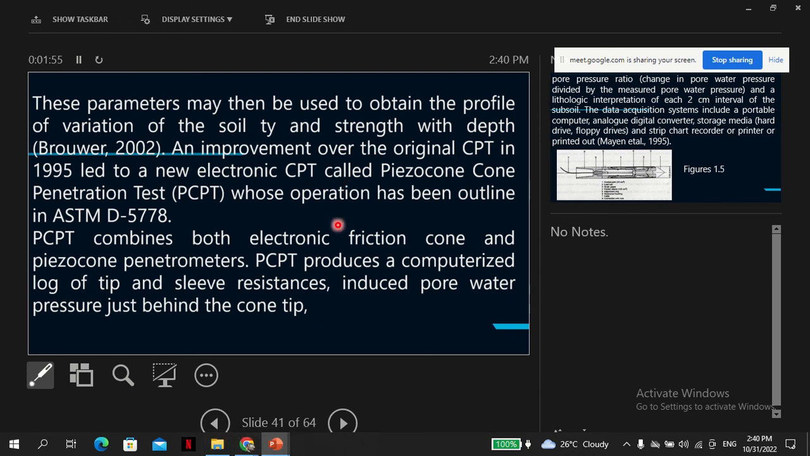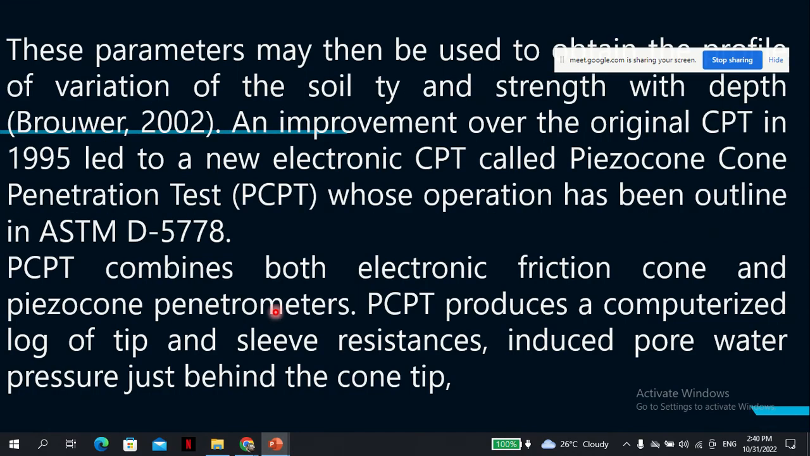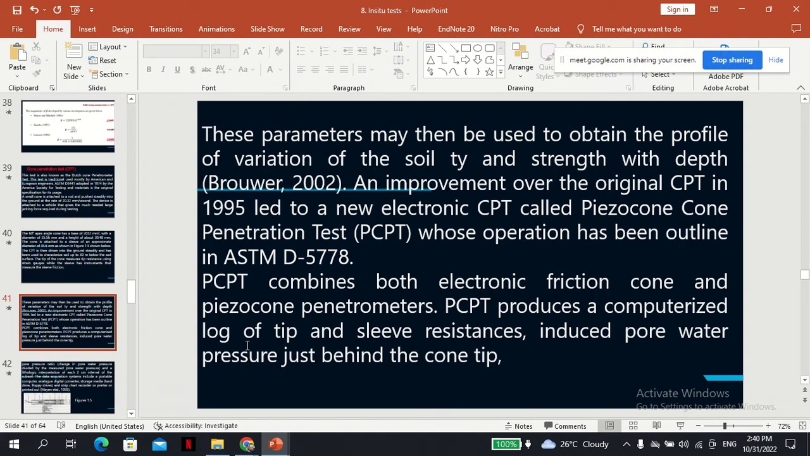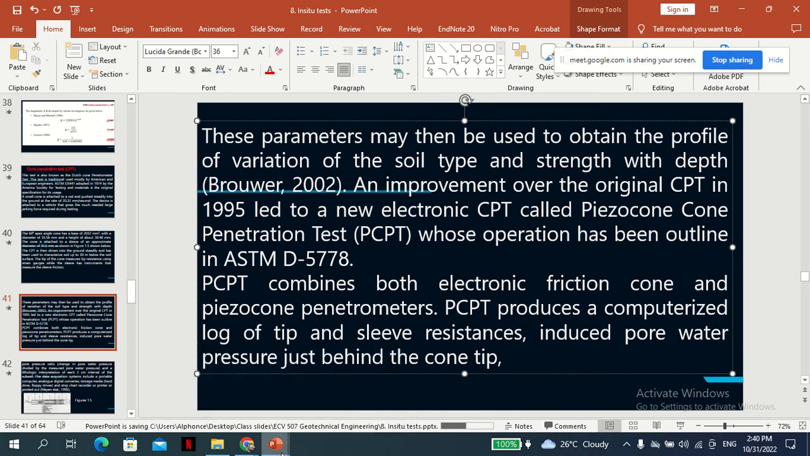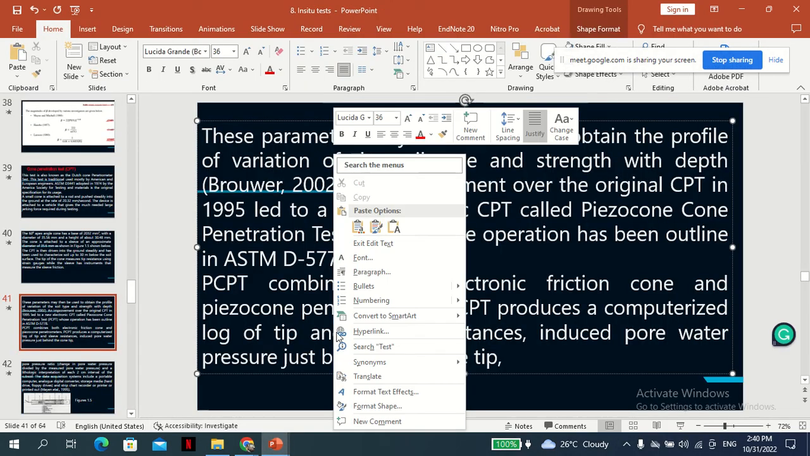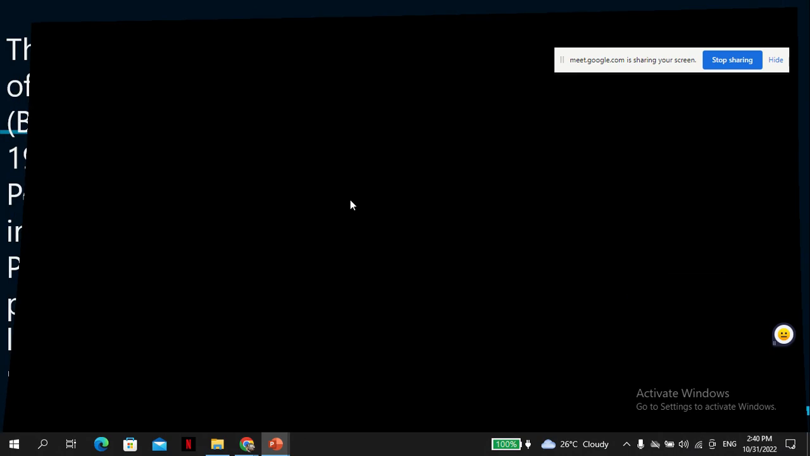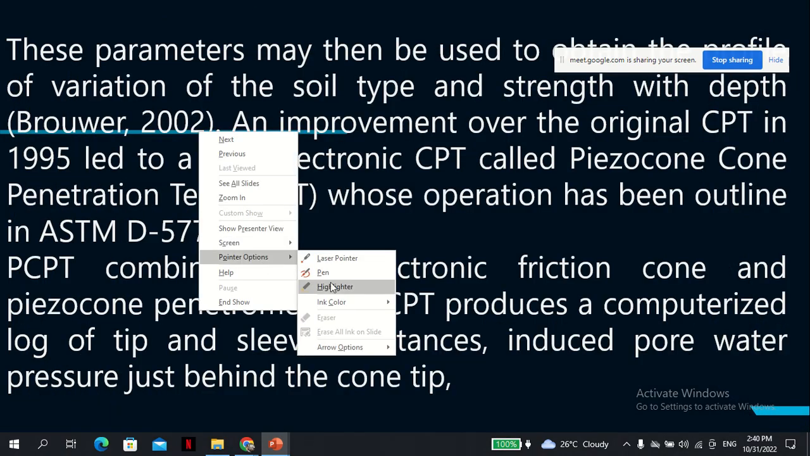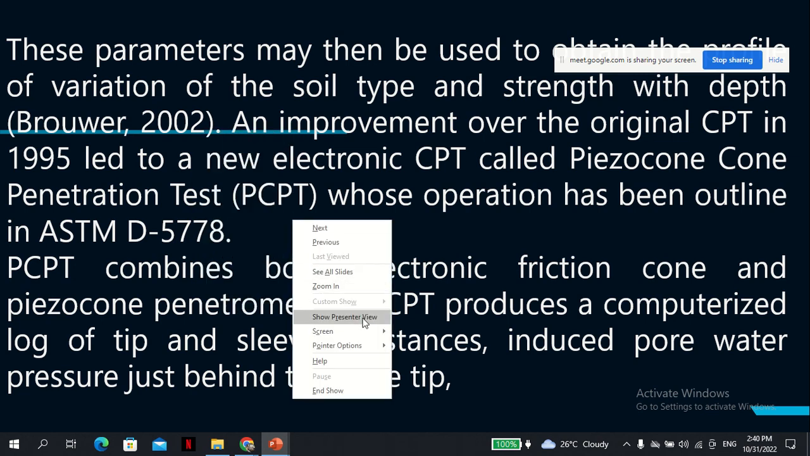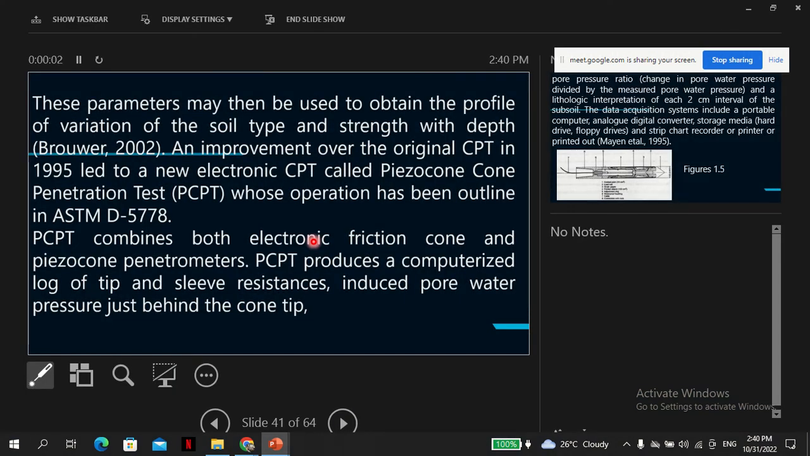Something is wrong. Soil type and strength. So let's see. Soil type and strength with depth, an improvement over the CPT.